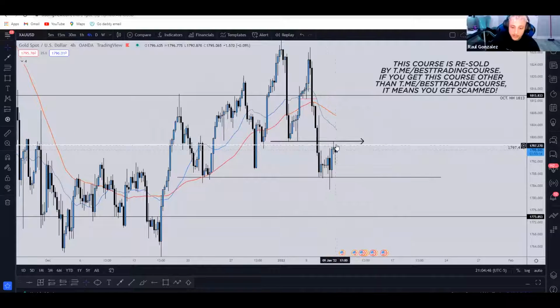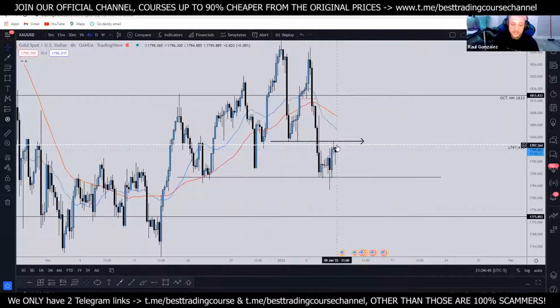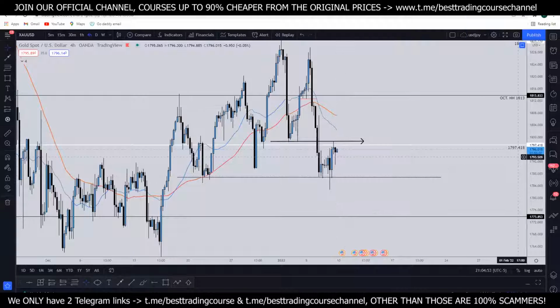And then price has now come back up to our daily level of resistance being 1797. I'm going to be looking for price to actually start trading lower from this area.